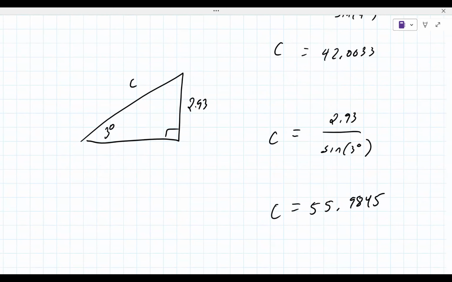And so we want the difference between them. It's not drawn to scale, but with 3 degrees, it's going to be a lot longer. So you end up taking that 55.9845 and subtracting 42.0033. It says round to the nearest tenth, but it ends up just being 14.0.